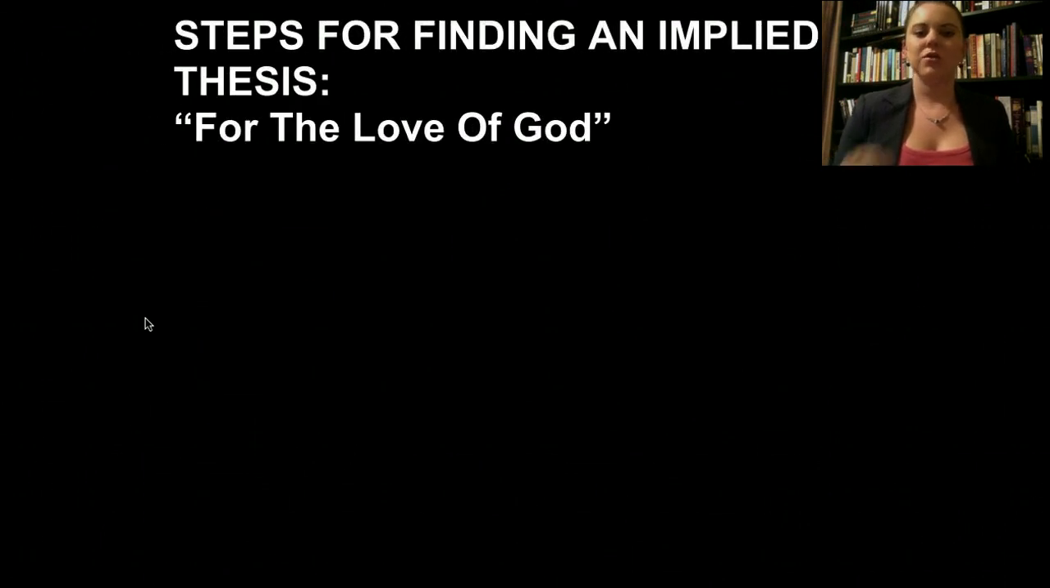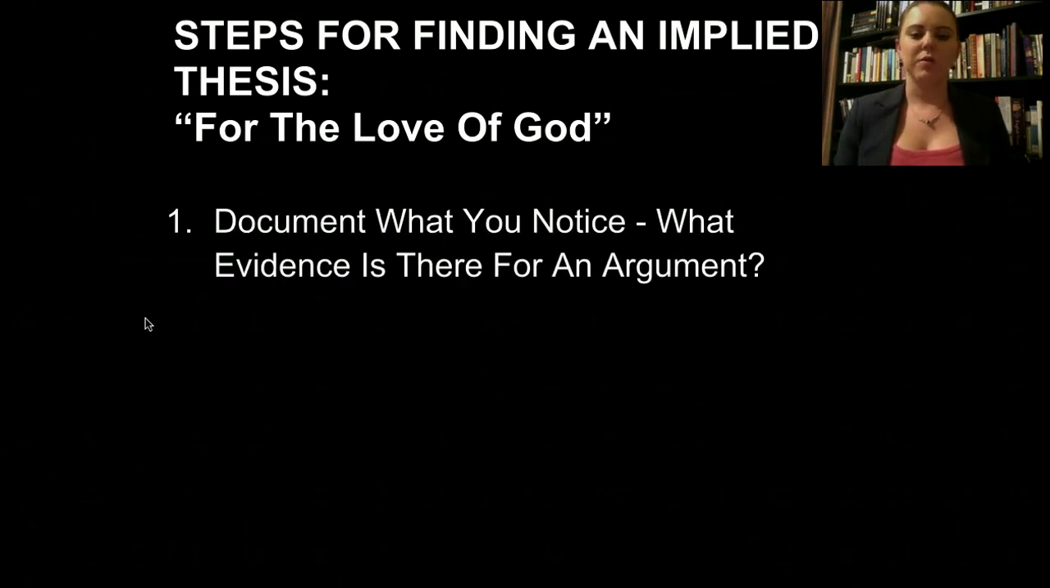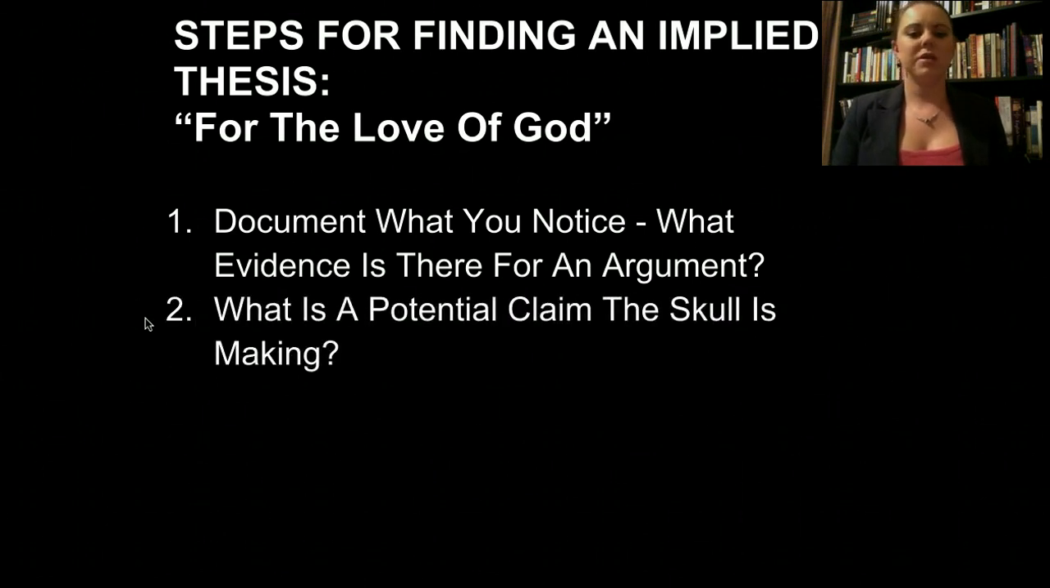Okay, so to find that implied thesis, and this applies to any text, but for this specific example, we're looking at For the Love of God. First, you want to document what you notice. What evidence is there for an argument? Okay, so we have evidence that this is a real skull. We have the fact that these are real diamonds that are attached to the skull, and you may notice other small things such as that third eye I pointed out. Okay, what is a potential claim the skull is making? Okay, it's an art piece. It's trying to say something. Without doing research about Damien Hirst, we're only looking at the text itself to come up with a thesis statement, though.